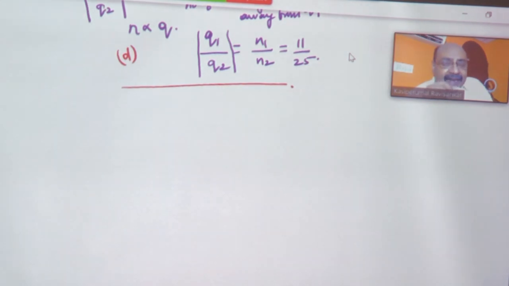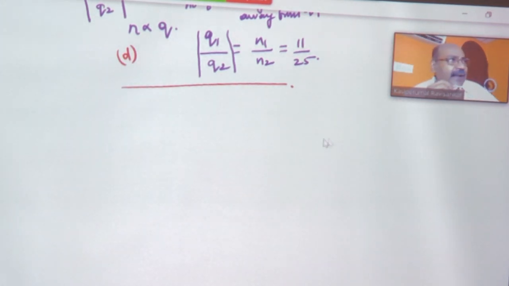An electric dipole is placed at an alignment angle of 30 degree with an electrical field of 2 into 10 to the power of 5 Newton per Coulomb. It experiences a torque equal to 8 Newton meter. Calculate the charge on the dipole if the dipole length is 1 centimeter.